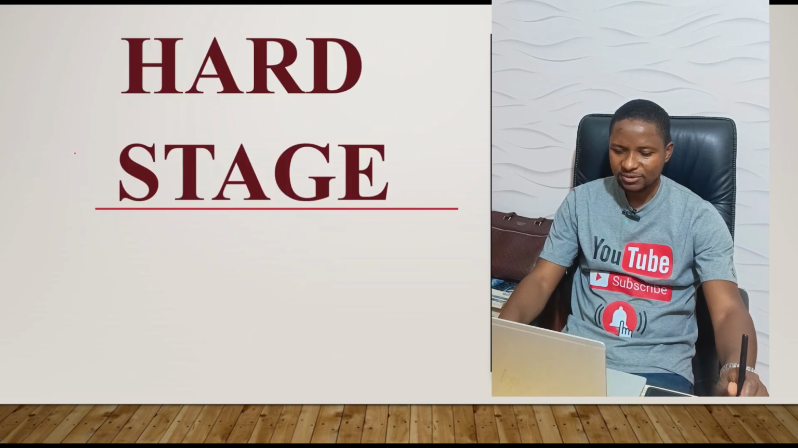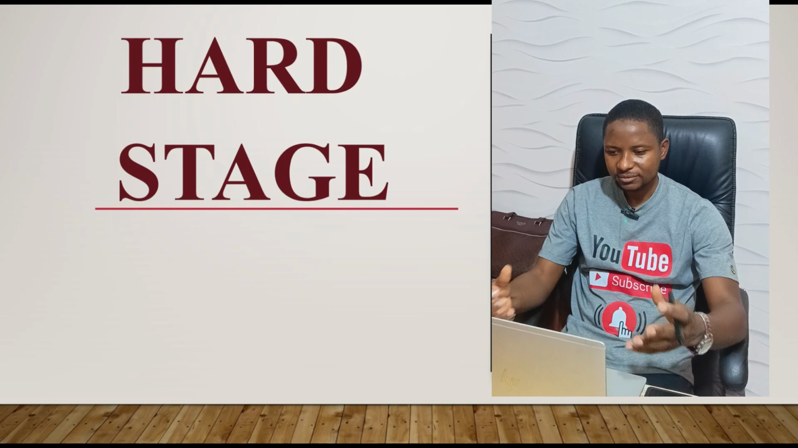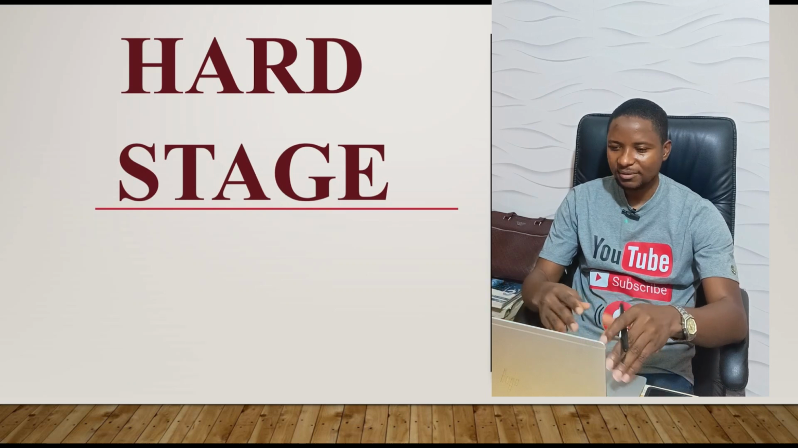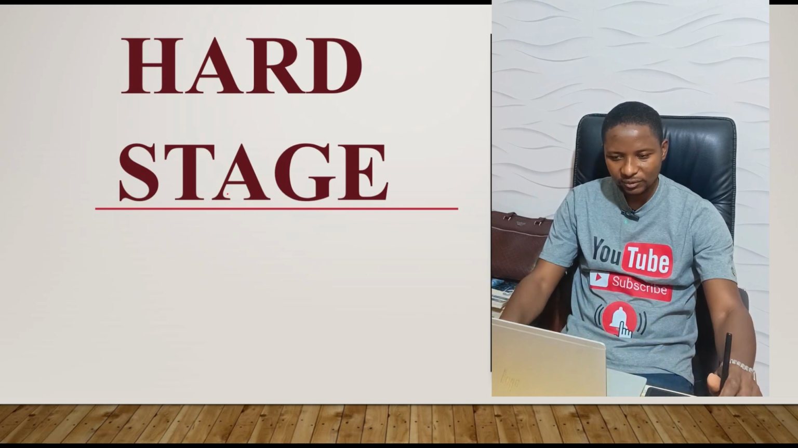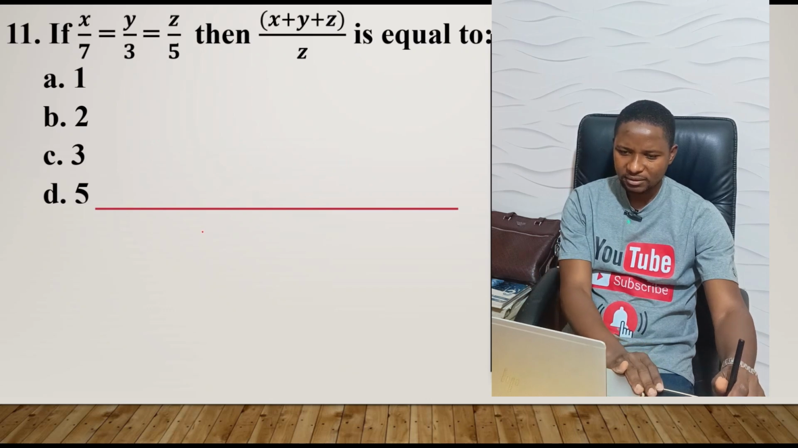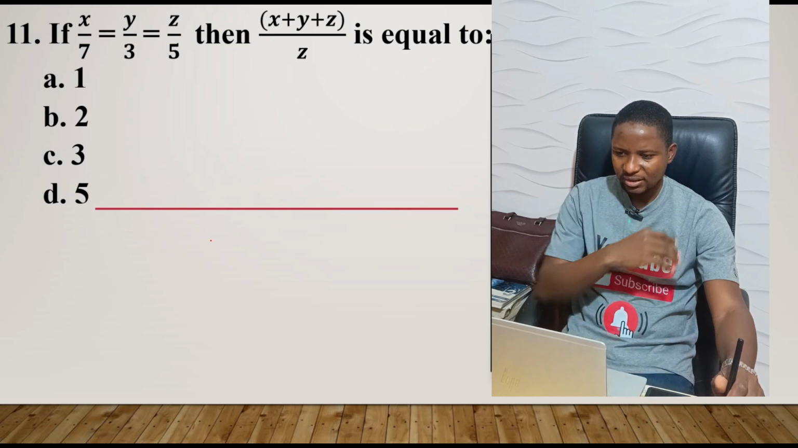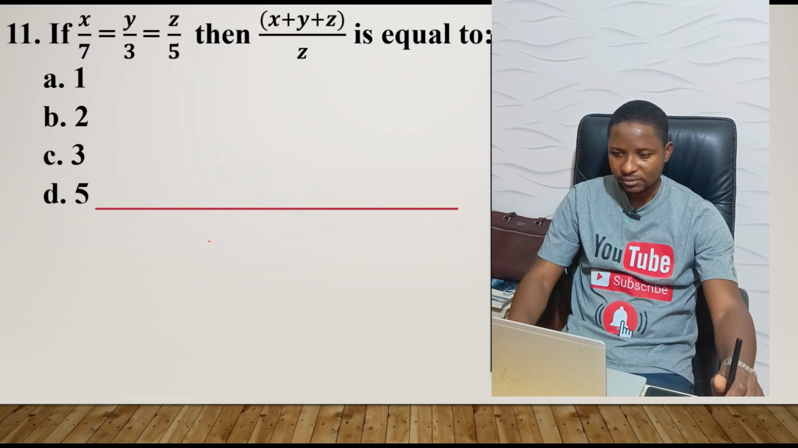Moving on to the next section, don't forget, pause if you feel you're good to go. Solve it and press play before you confirm whether you're right or wrong. All right, so here we are asked to find: x over 7 equal to y over 3 equal to z over 5. Then (x plus y plus z) over z is equal to what?